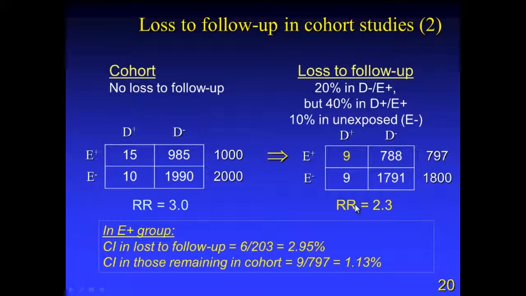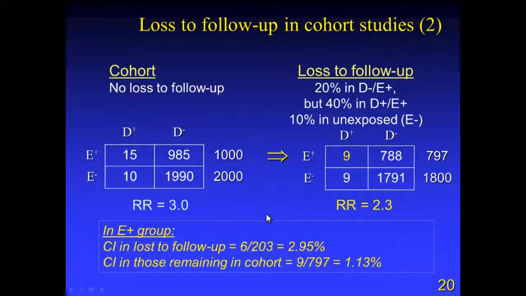Just to illustrate why that happens, we can calculate the cumulative incidence in those lost to follow-up, which is 6 people out of 203 people in the total group. We can calculate a nearly 3% loss to follow-up. But in those remaining in the cohort, the cumulative incidence is 1.13. So basically they have different incidence rates depending on whether they were lost to follow-up or not. And that is what leads to this bias, which causes our relative risk estimate, when we carry out the calculation, to be less than what it would have been if there were no loss to follow-up.